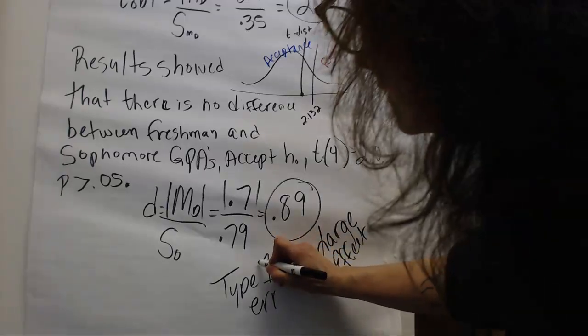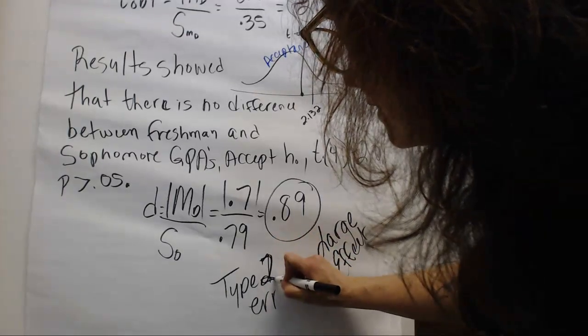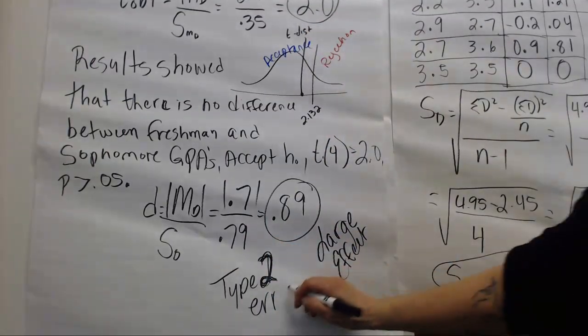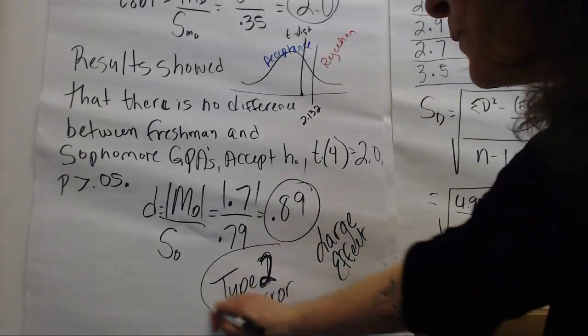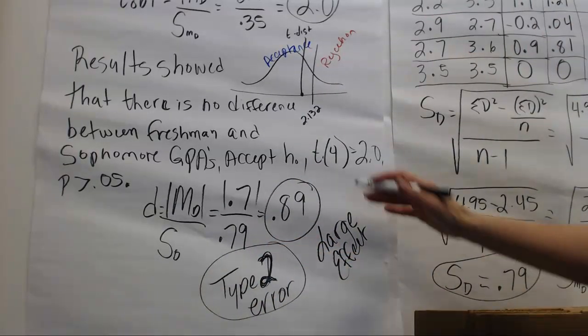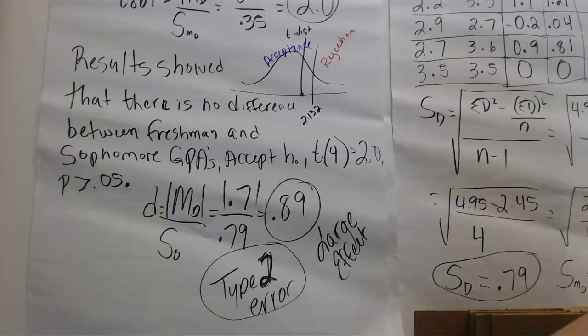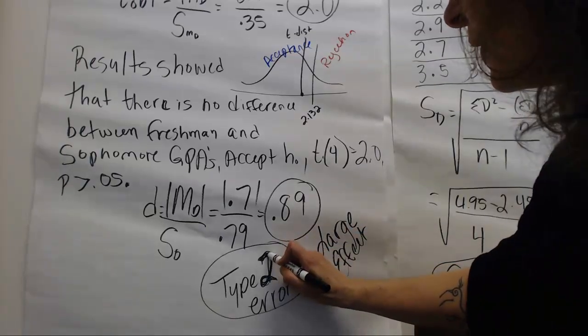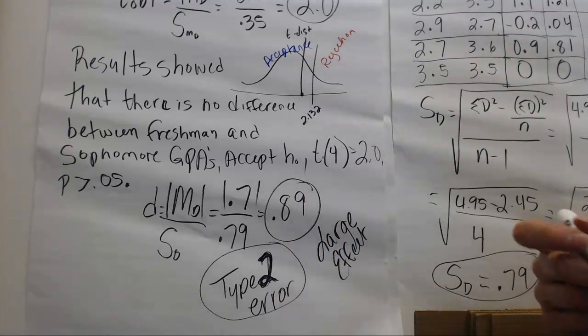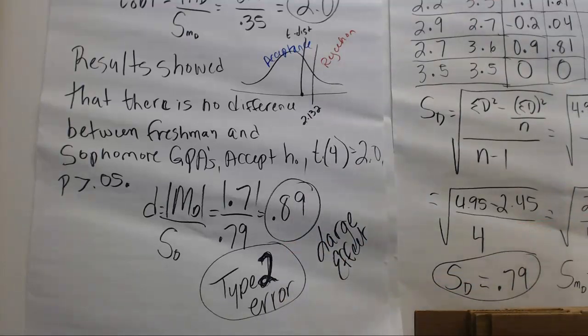No, I'm sorry, type 2 error. Goodness. And I may have made the same mistake on the previous video. It's a type 2 error, right? We failed to reject the null hypothesis when it was false. It's a false negative. That would be a type 2 error. My apologies. Okay, so it's very possible that in this case we made a type 2 error. Okay, and that's it. And I will see you guys in class.